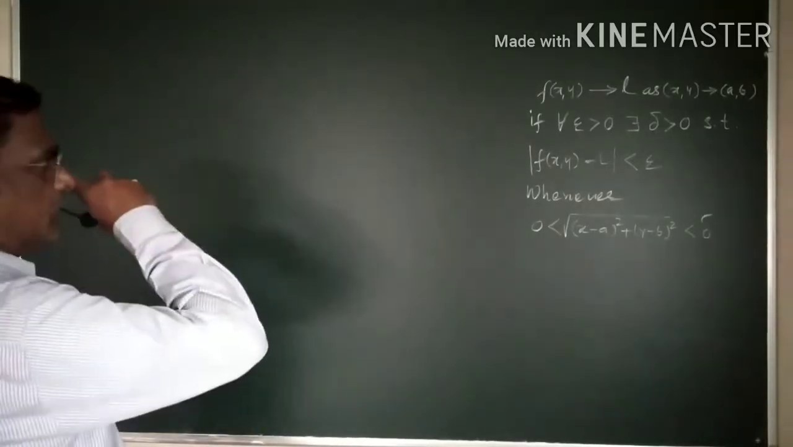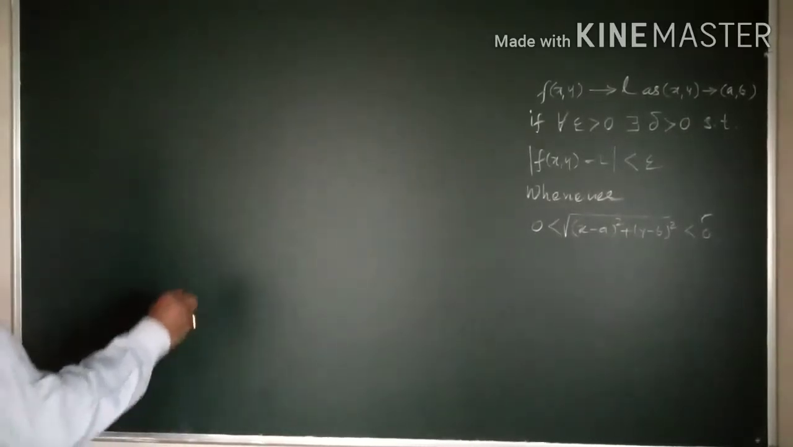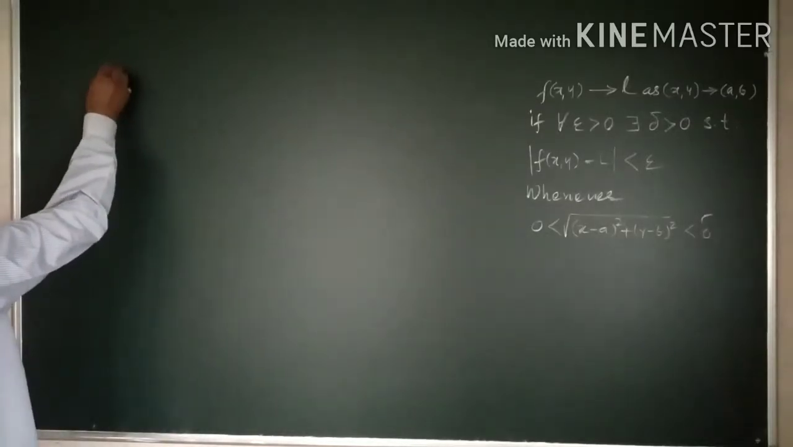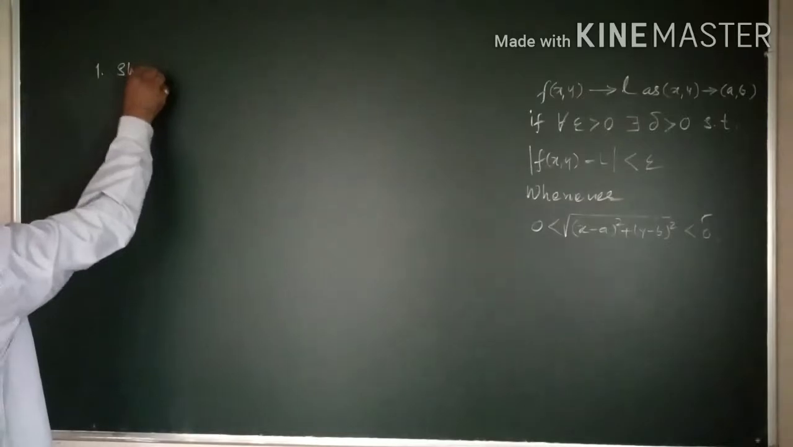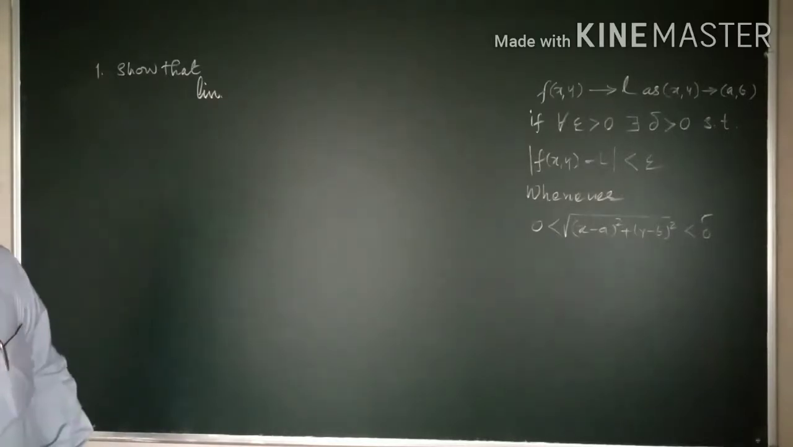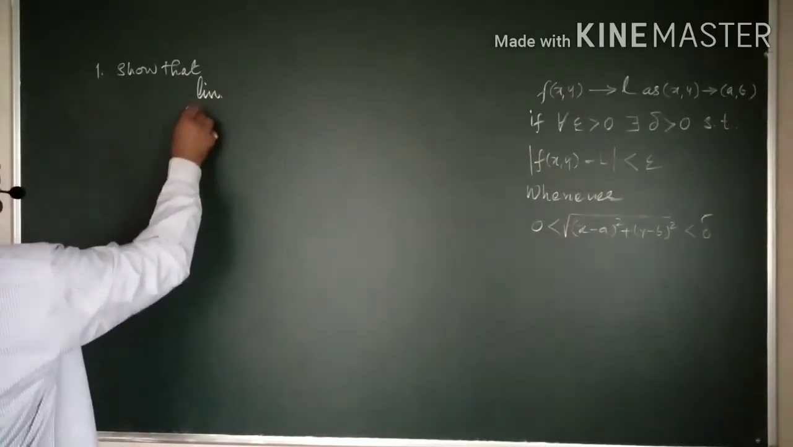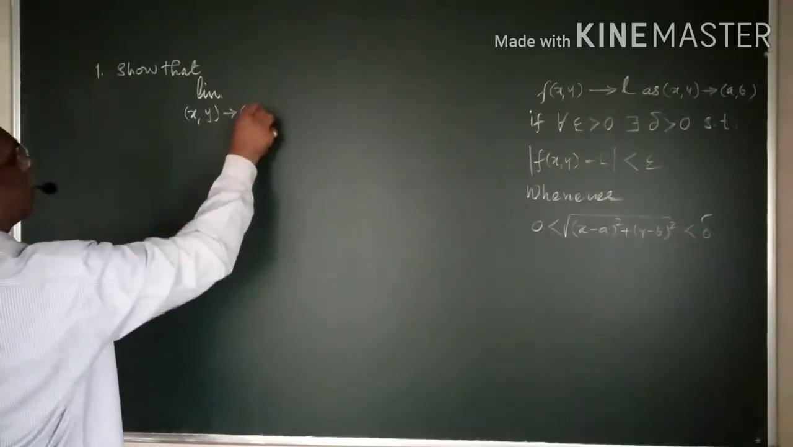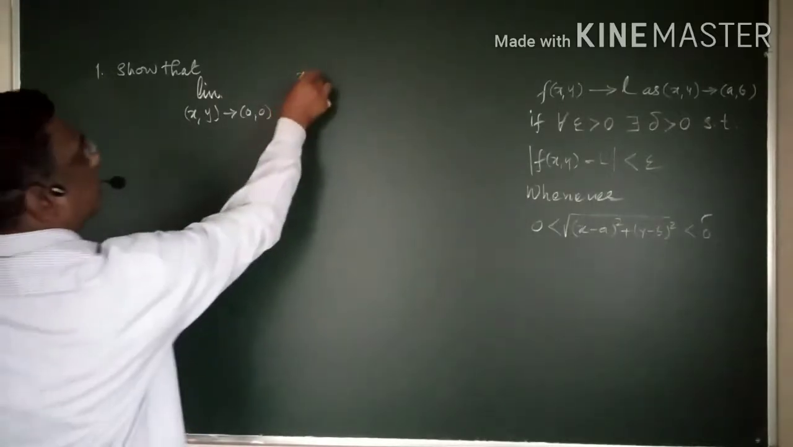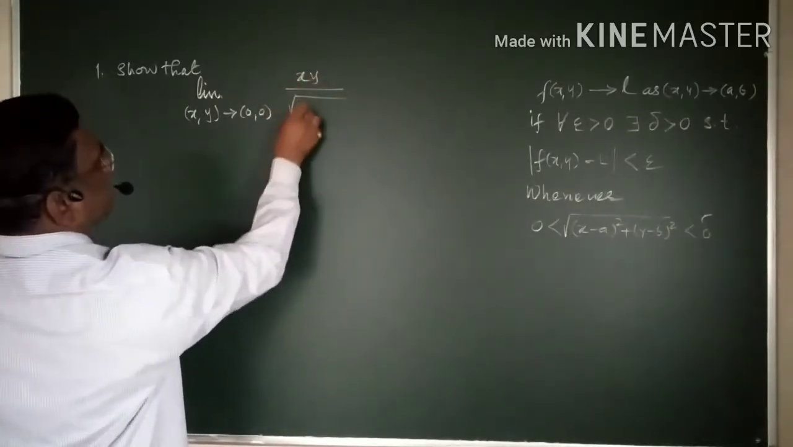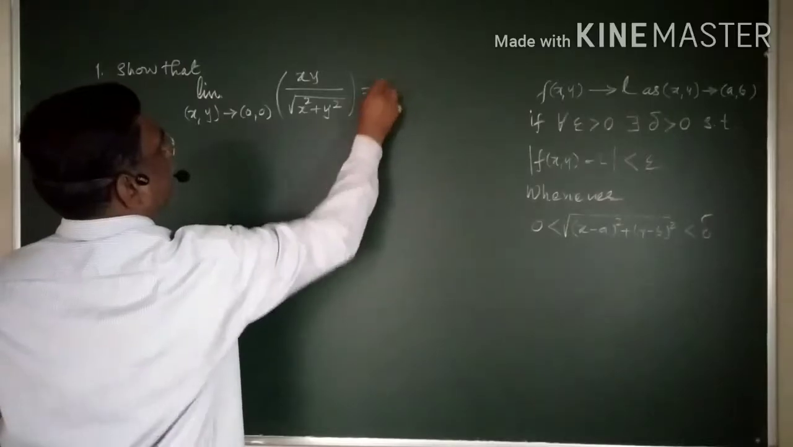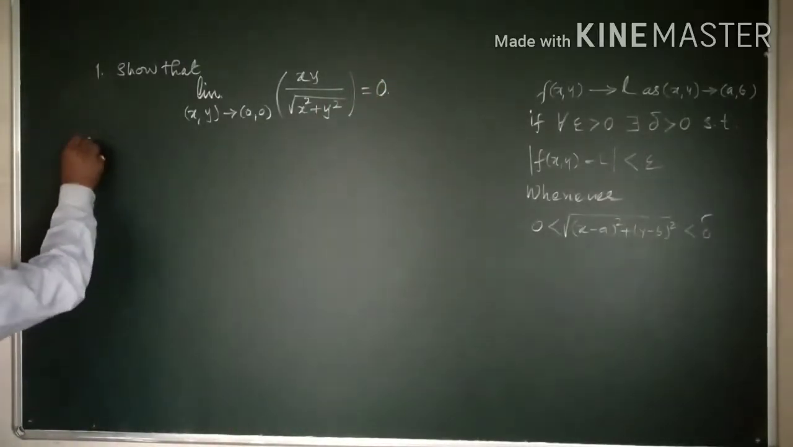Now let us go for the application of this definition. Very first example, show that the limit as xy tends to 0, 0 of xy over root x square plus y square is equal to 0. Let us go for the solution of this one.